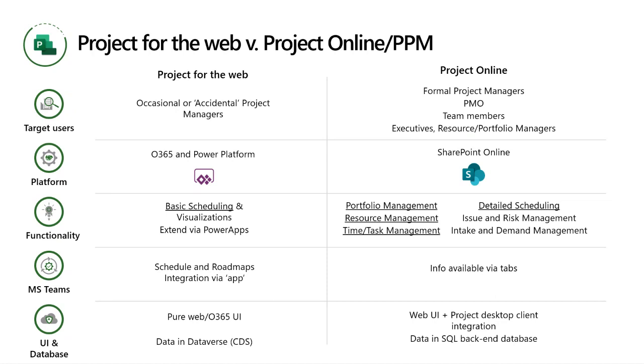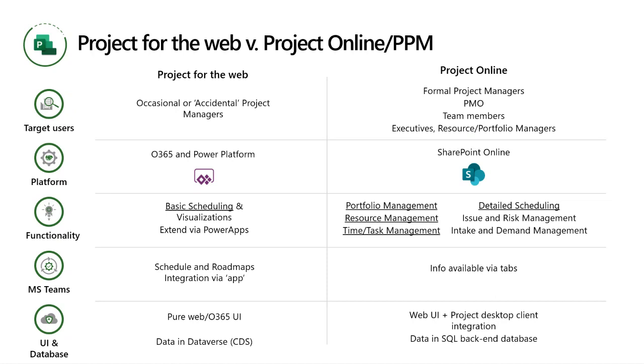Functionality, and this is why most people actually end up looking at these tools, they're looking for specific functions. Project for the Web today, and it's about an 18-month-old tool. It was launched in October of 2019, provides basic project scheduling and visualization of those schedules. You can extend this out again using Power Apps. It allows you to assign tasks, resources and tasks together, but it's not a detailed resource planning tool. And that's about what it does today. Again, it's designed to plan, track, and manage projects and project-related work and schedules.